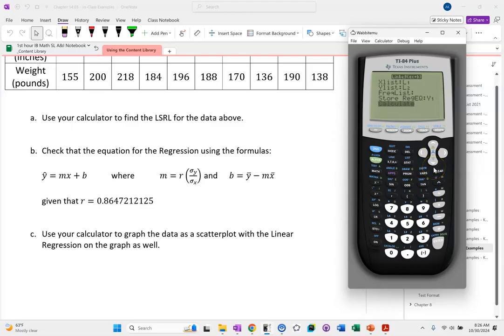You don't have to do that, but if you have to plug values into your model later, it's really convenient to have it stored in your calculator. So there is my slope and my y-intercept and my r value. Notice that in part B it asks us to check to make sure we get the same thing using our formulas. My r value is the same, right? Very cool. So far so good. To check with my formulas, I need to find the means and standard deviations for those two datasets. How do I do that?